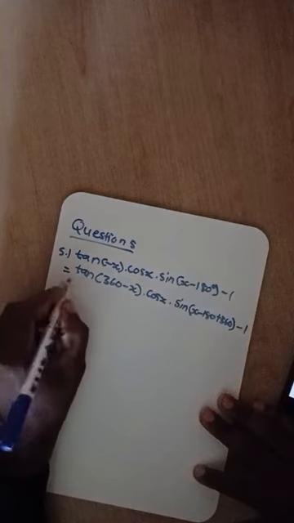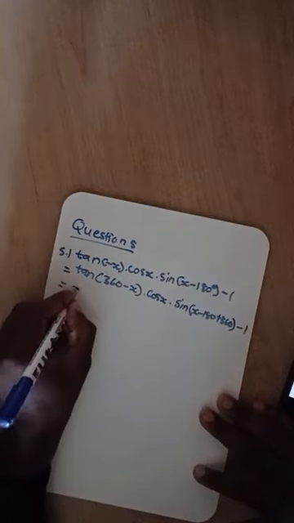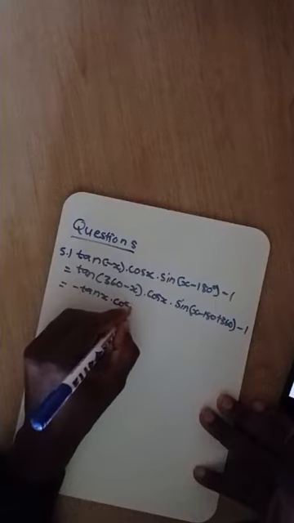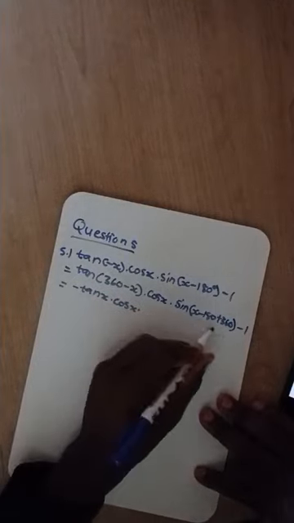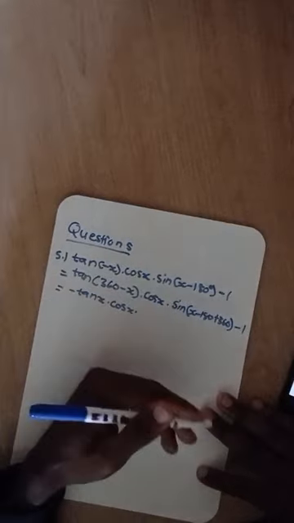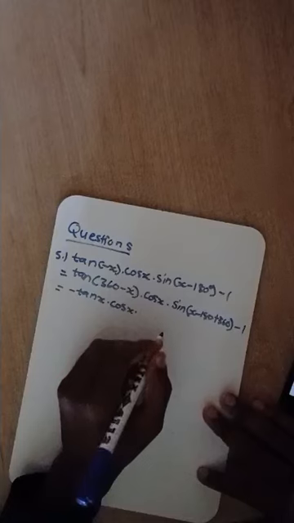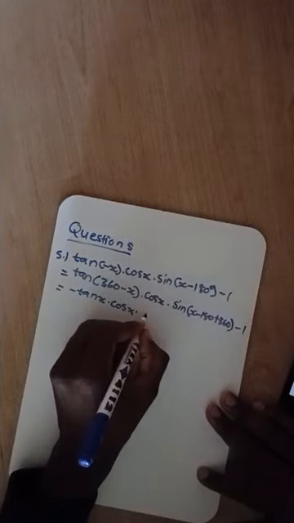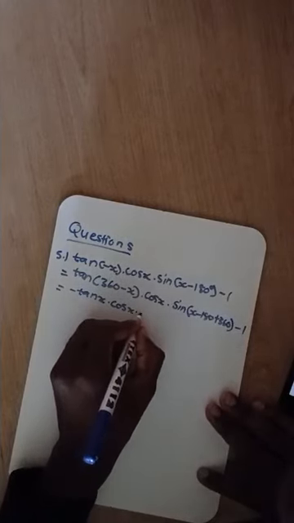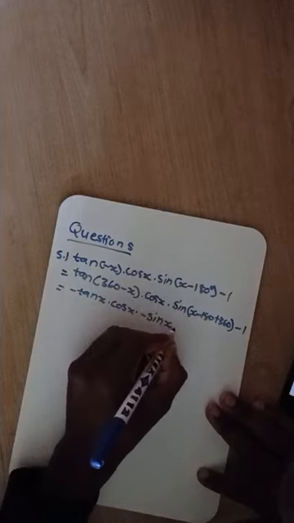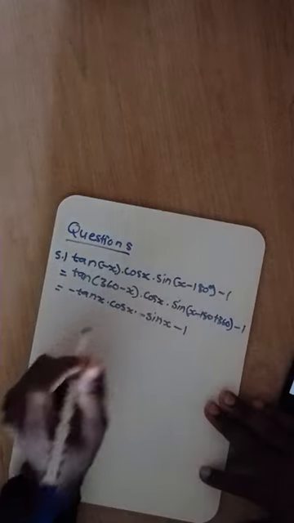And then tan of minus x is going to be minus tan of x. Cos of x remains like that, times this. When we say minus 180 plus 360, it's going to be 180. So we have sine of x plus 180. So this is going to be just minus sine of x, minus 1, just like that.